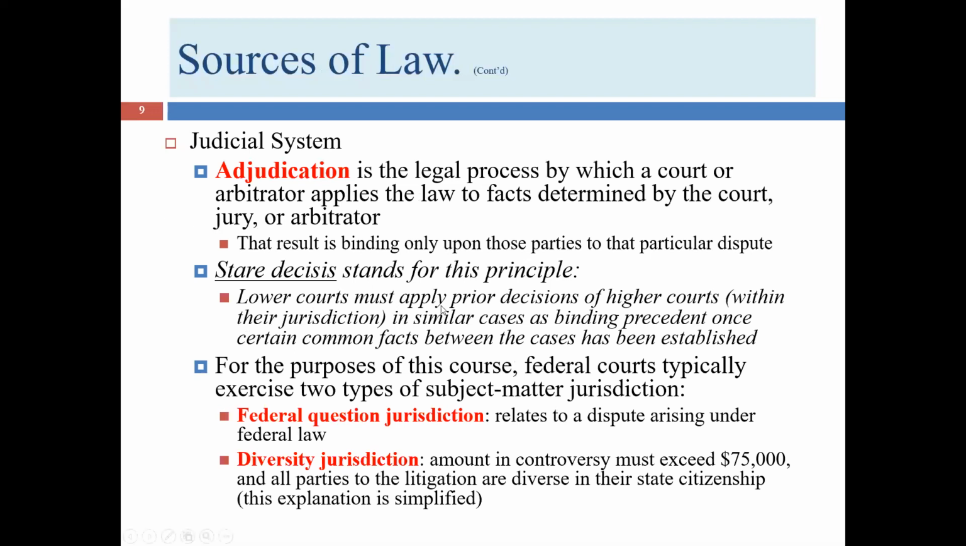Lower courts must apply prior decisions of higher courts within their jurisdiction in similar cases as binding precedent once certain common facts between the cases are established. Honestly, this is my preferred definition. I think this one is a really neat one. I think it captures the gist of stare decisis.